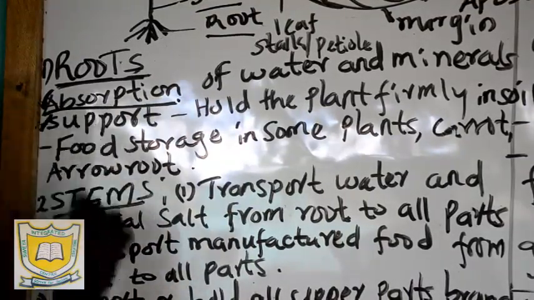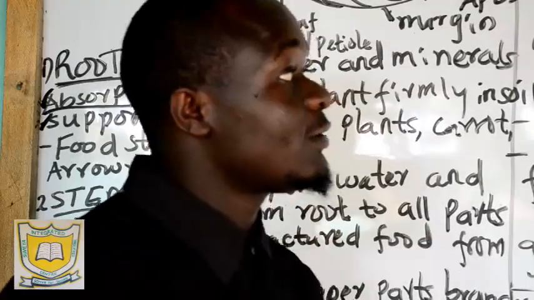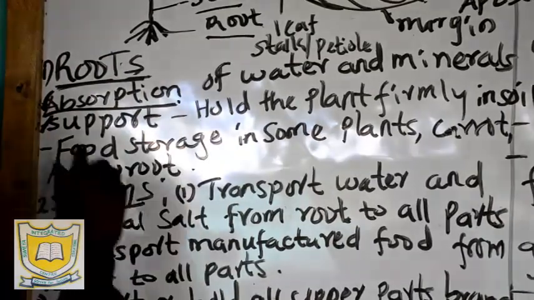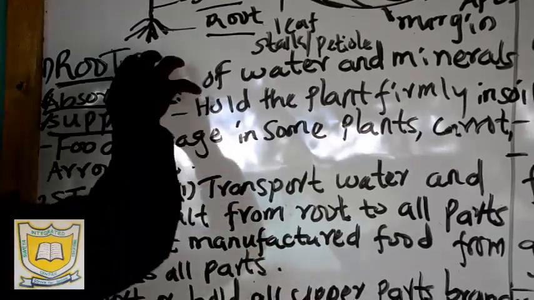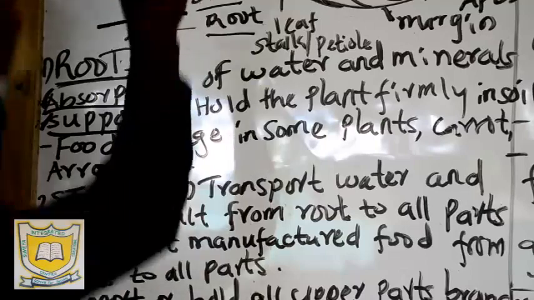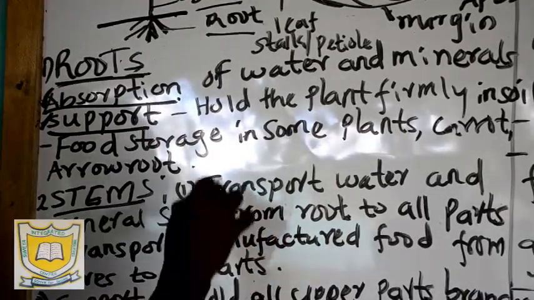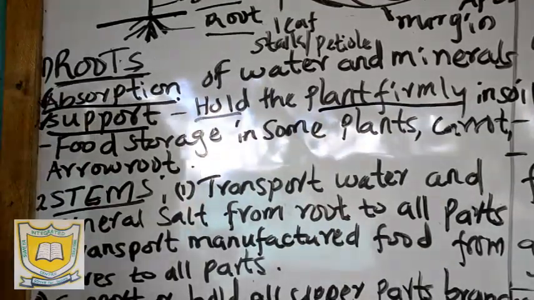The second function of the root is support. At the underground of the plant, we have what we call the roots. These roots support the upper parts of the plant so that it can be strong and anchored. It holds the plant firmly in the soil, so that it helps in support.